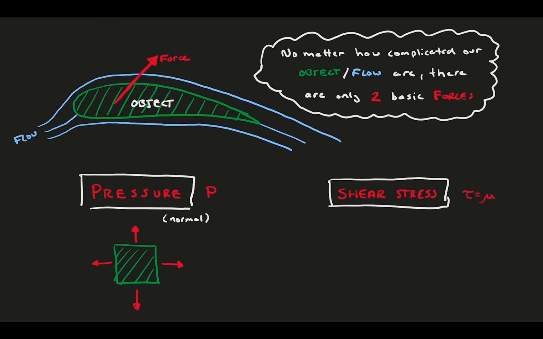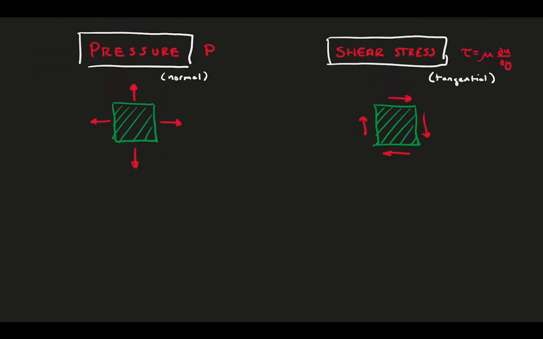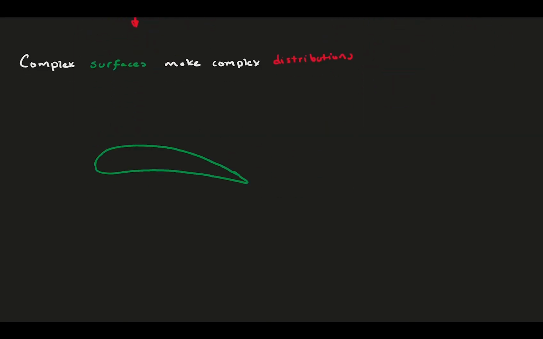And the other way to force a surface is through tangential forcing, which we call shear stress. Stress is also a force per unit area. Commonly, this is associated with the viscous force and the flow viscosity, mostly because it is the dominant shear term in the governing equations of fluid mechanics. Often in aerodynamics, the surfaces that the air passes over are complicated, and this makes the pressure and shear distributions over that surface also complicated.